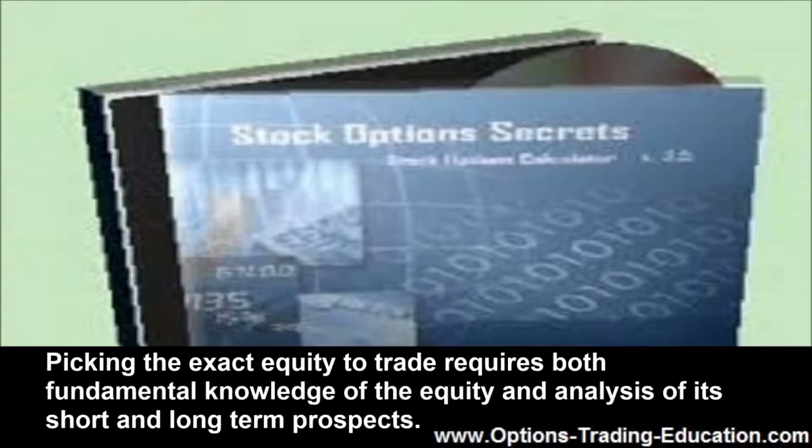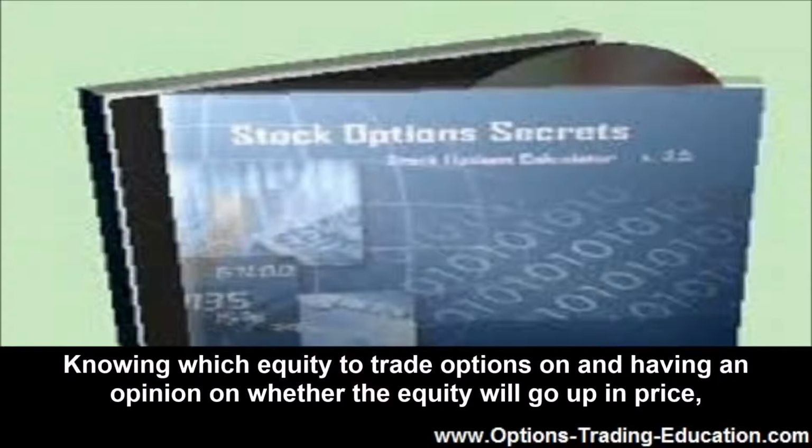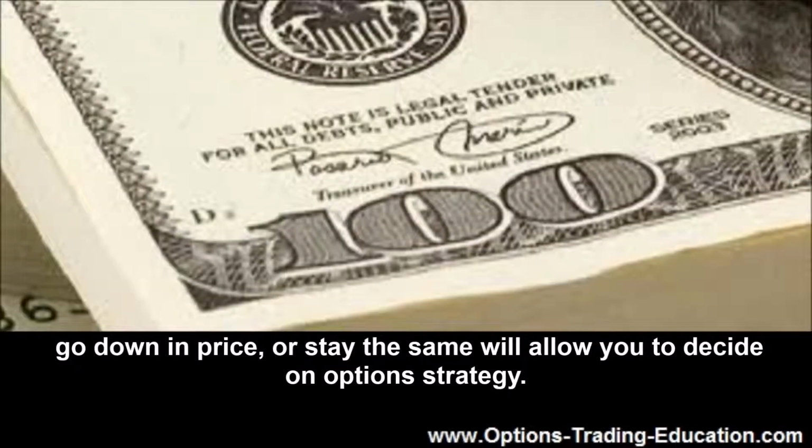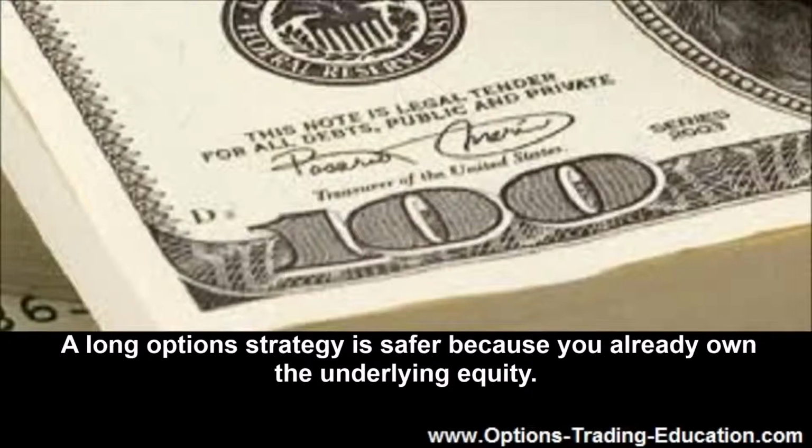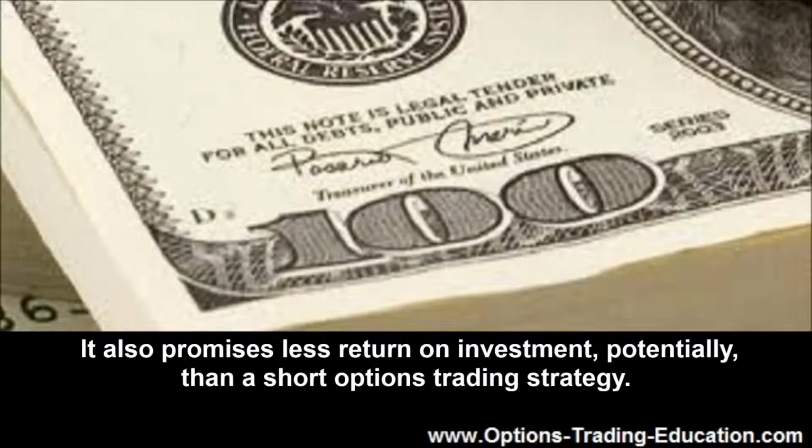Picking the exact equity to trade requires both fundamental knowledge of the equity and analysis of its short and long-term prospects. Knowing which equity to trade options on and having an opinion on whether the equity will go up in price, go down in price, or stay the same will allow you to decide on option strategy. A long option strategy is safer because you already own the underlying equity. It also promises less return on investment, potentially, than a short options trading strategy.